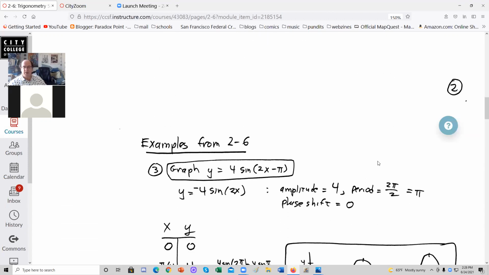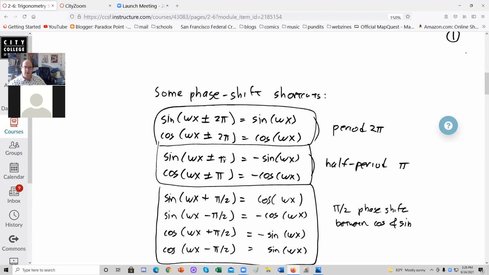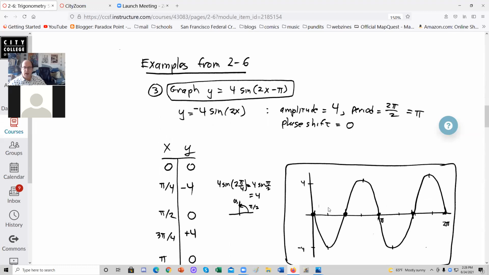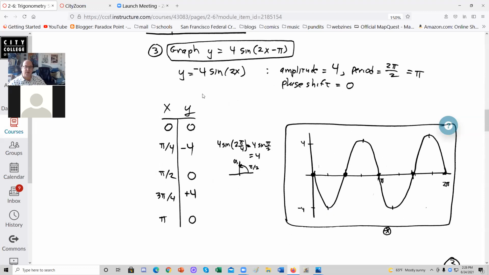So, some examples. y equals 4 sine of 2x minus pi. Well, this minus pi is a half period. So I'll turn this into 4 sine of this to minus 4 sine of this. Amplitude is 4. Period is 2 pi over 2, which is pi. And the phase shift is 0. So if you set x equal to 0, sine of 0 is 0, you get a 0. Fine. One full period later, at pi, it's again 0. A half period later, at pi halves, it's negative 0, which is positive.